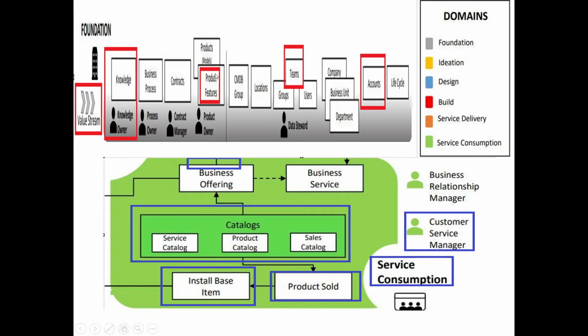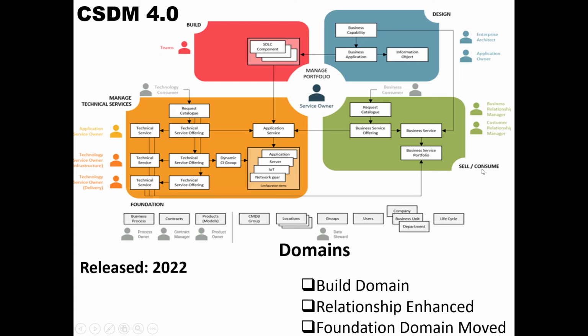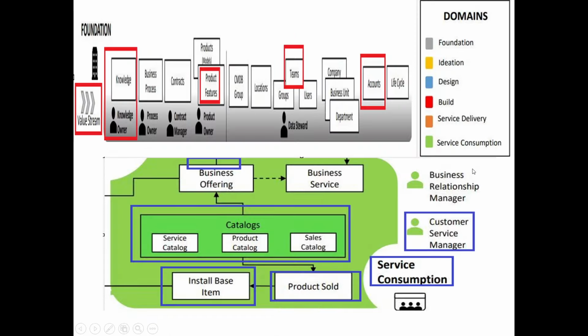Also in the foundation domain, they introduced the product feature. Earlier it was only product models, but now it's a feature. Also in the grouping part, in the data part, teams have been introduced now. And here you can see account. Why account? Because of the next domain which we're going to discuss, called service consumption. Earlier it was called sell and consume. So let me come back here. It was sell and consume, but now it is called service consumption.